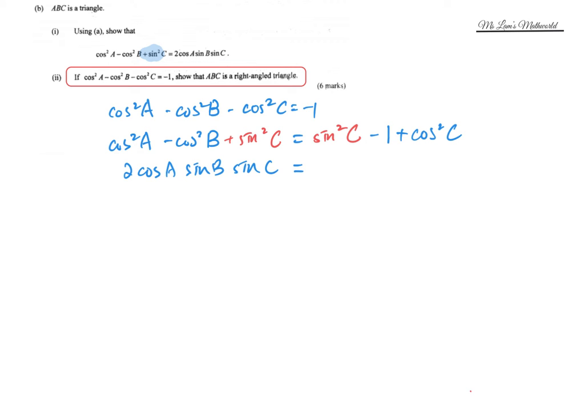You see, we just copy the question at this moment, and then we use the result from part B1 to get this very nice expression. But of course, we have to handle the right-hand side also. You see, we get sine square C plus cosine square C is equal to 1, right? So 1 minus 1 equals to 0.